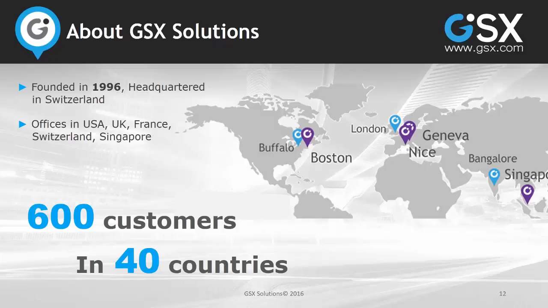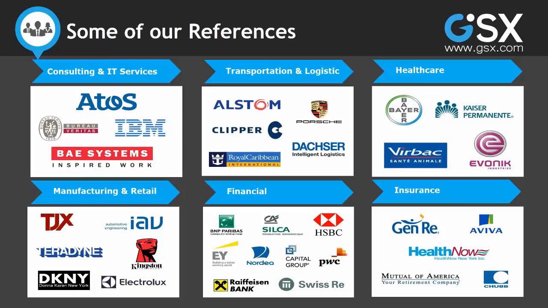And if we go to the next slide here, we'll show a little bit about our cross-section and some of our references. We work across all different business units, all different kinds of businesses, everything from consulting and IT services, manufacturing, financial, so a very large cross-section of companies, everything down from 20 to 50 user companies all the way up to 200,000 plus that we've dealt with here at GSX.